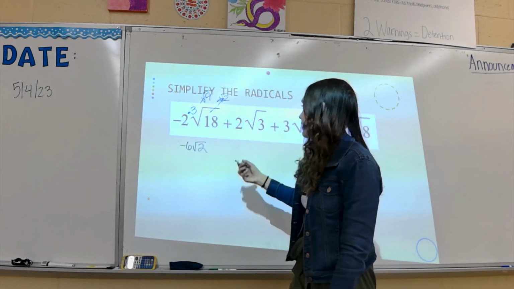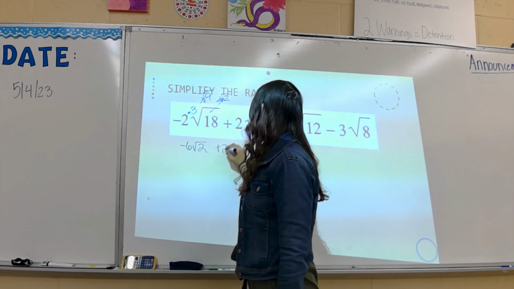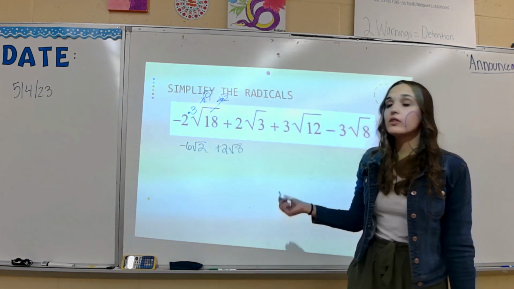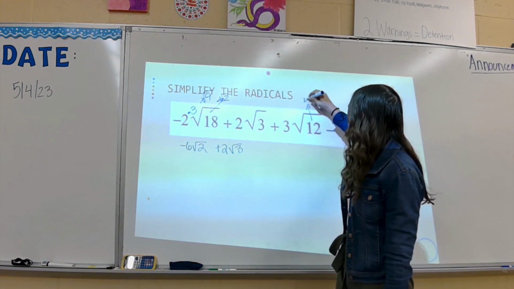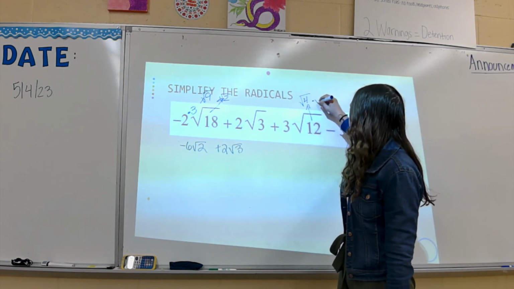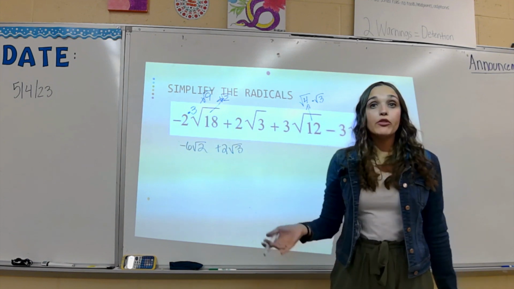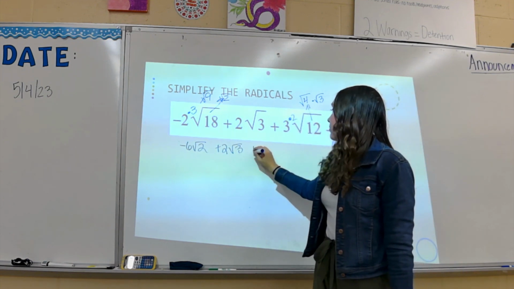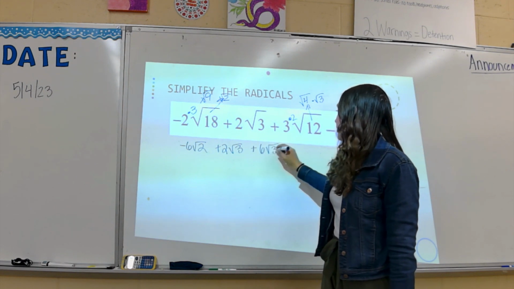3 cannot be divisible by any of our other perfect squares, so I just add 2 plus the square root of 3. We have 12. 12 is divisible by our perfect square of 4. So I have the square root of 4 times the square root of 3. The square root of 4 is 2, so we multiply this by 2. So I get plus 6 square root of 3.